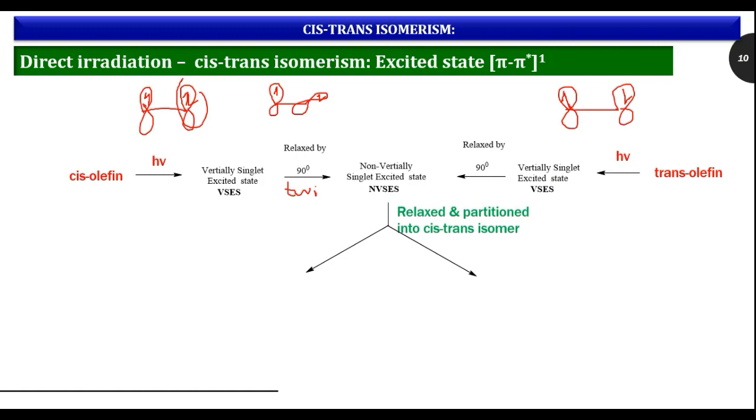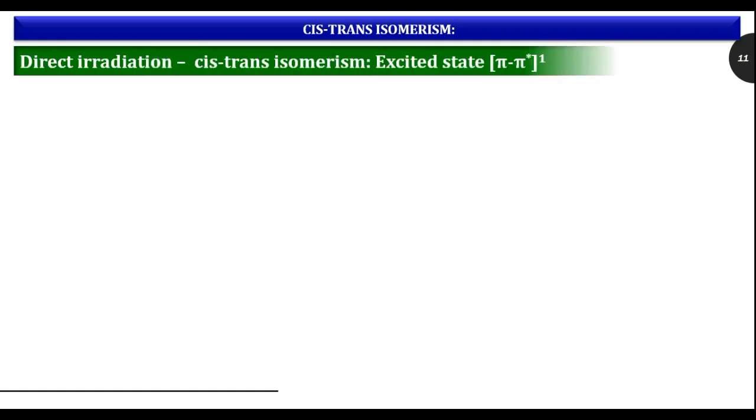That means if you start with the cis olefin, this non-vertical singlet excited state relaxes to the cis isomer or can convert into the trans isomer. If you start with the trans isomer, the non-vertical singlet excited state converts into the cis olefin or trans olefin. The same thing we are going to explain by using the molecule.